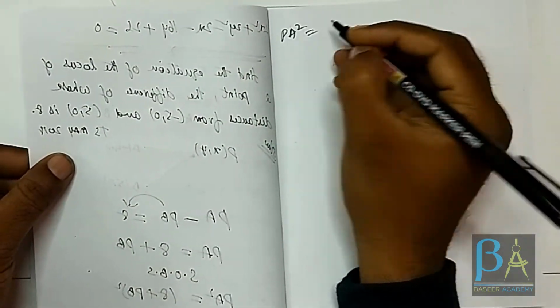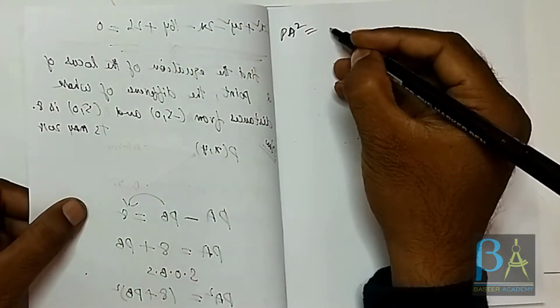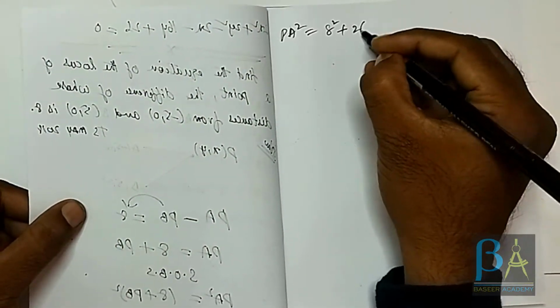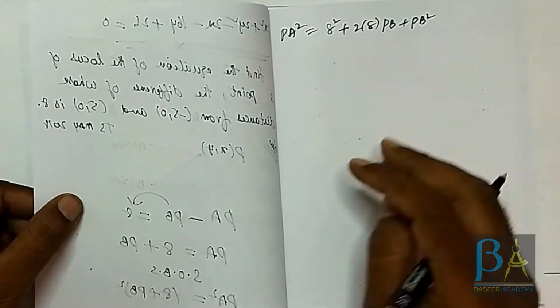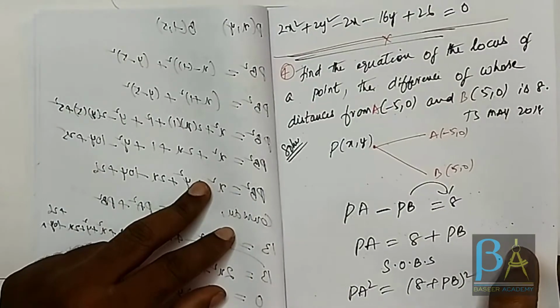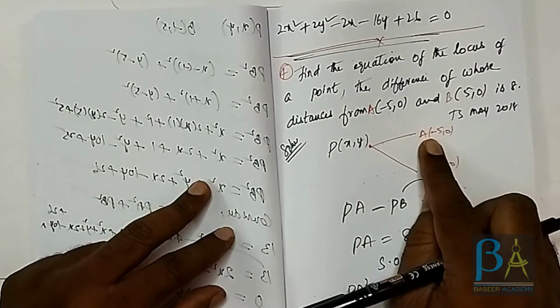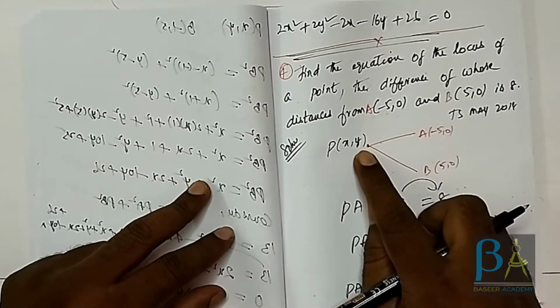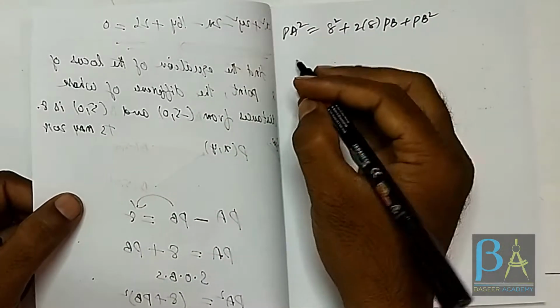PA square is going to be, let us expand this by using the (a plus b) whole square formula. (a plus b) whole square is a square plus 2ab plus b square. Now what is PA square? Let me write PA square directly. PA square should be (x minus of minus 5, which is plus 5) whole square, plus (y minus 0) whole square. I'm just using the distance formula.